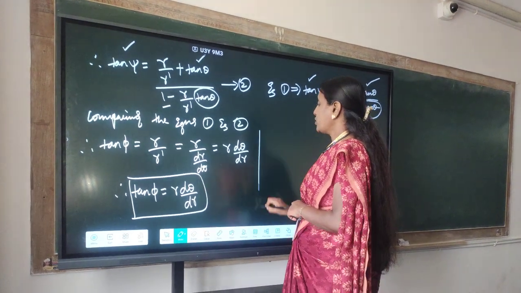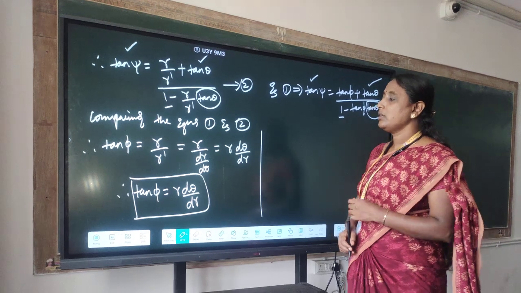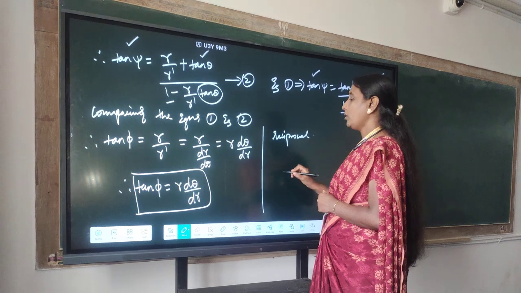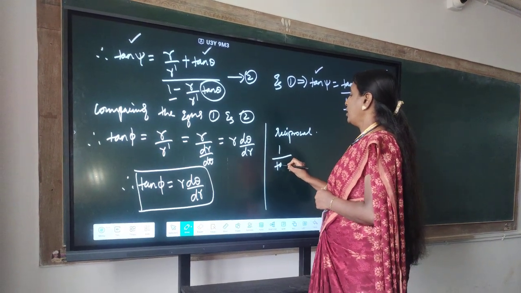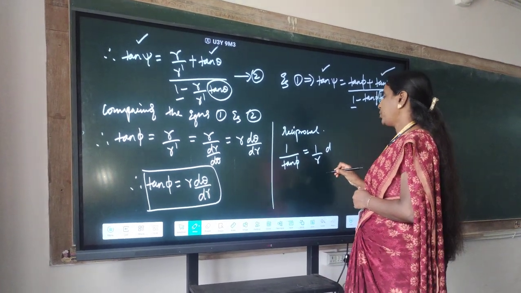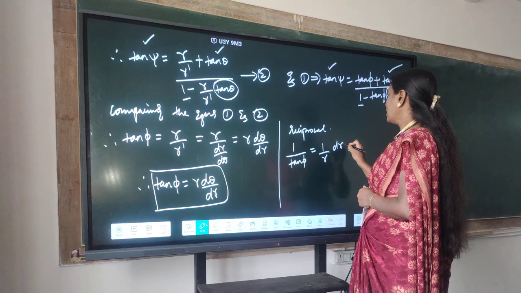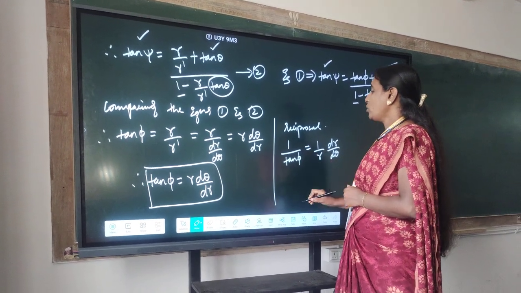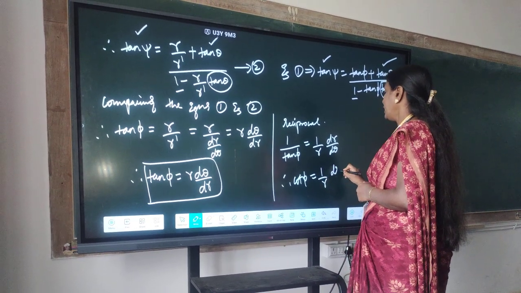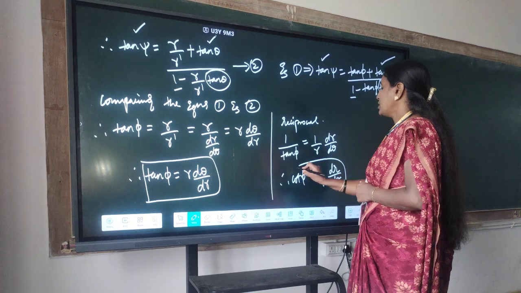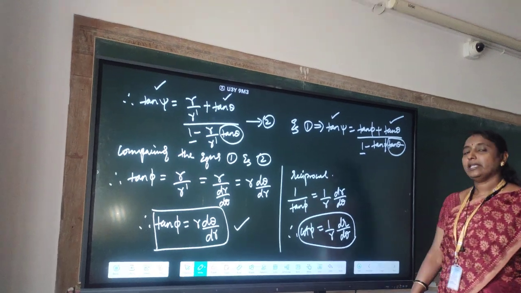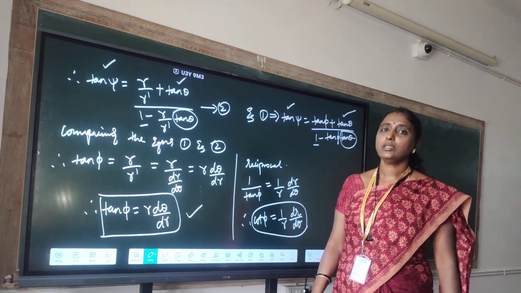Sometimes they will ask you to prove this in terms of cot phi. Then you just take the reciprocal of each and every term, so the terms interchange: this is dr by d theta. As we know, 1 by tan phi is nothing but cot phi, so cot phi equals 1 by r into dr by d theta. This is in terms of cot phi, and the earlier one is in terms of tan phi. So this is the derivation of the angle between the radius vector and the tangent.